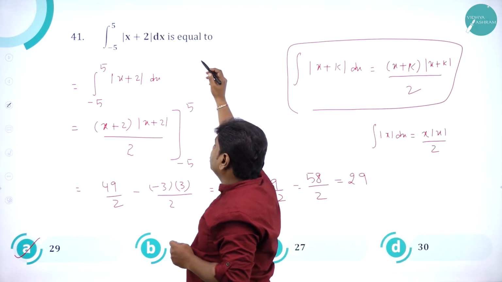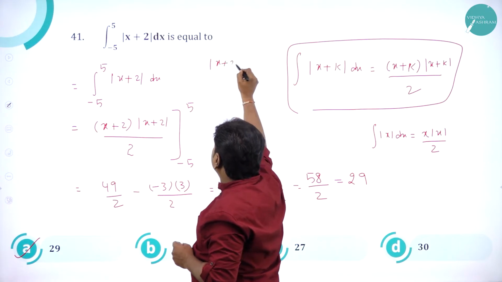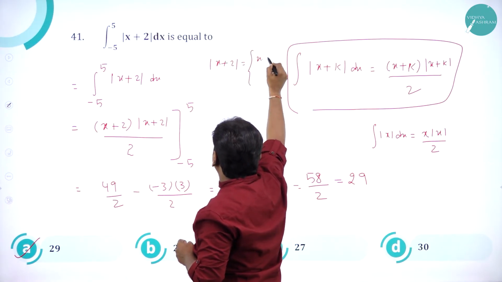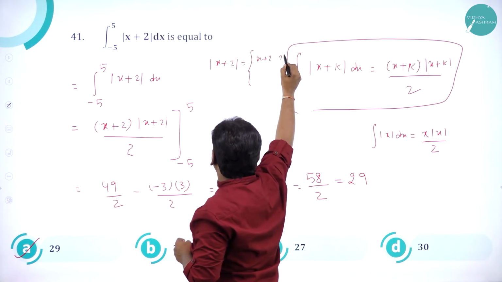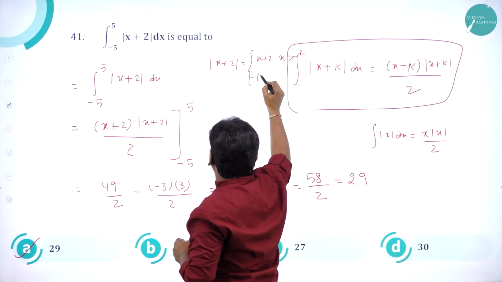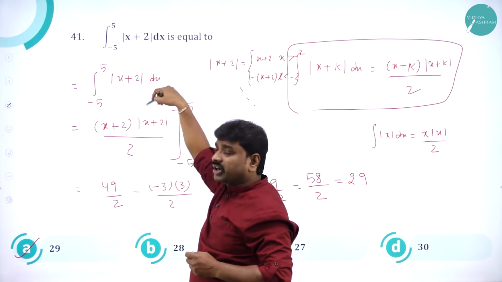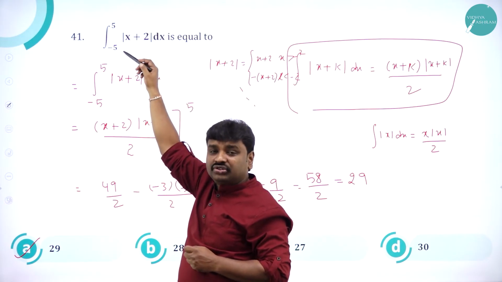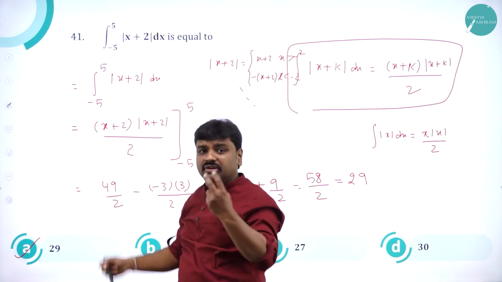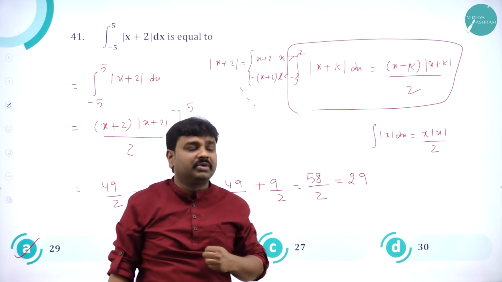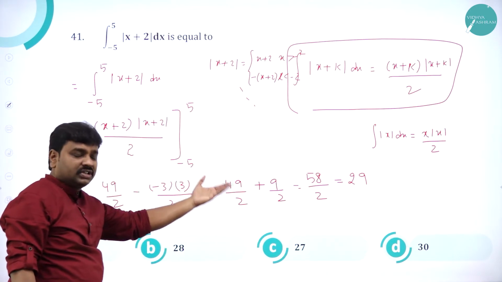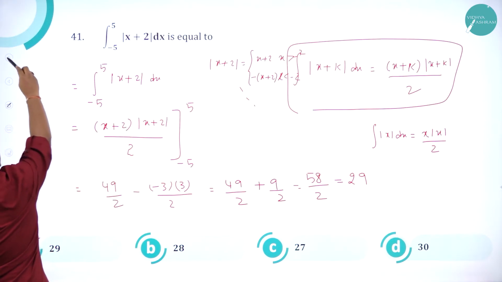Mod x plus 2 takes two values. One is x plus 2 when x is greater than minus 2. The other one minus x plus 2 when x is less than minus 2, and process goes on. And you have to write from minus 5 to minus 2, then minus 2 to 5. 2 times you have to integrate. 2 times you have to apply limit. But my process, what I have done here, makes your process faster.